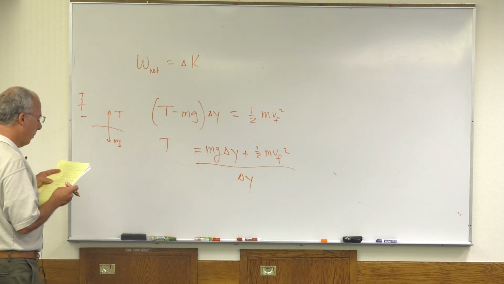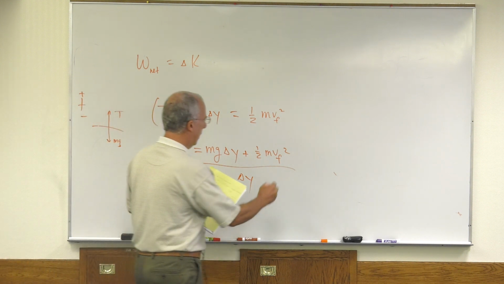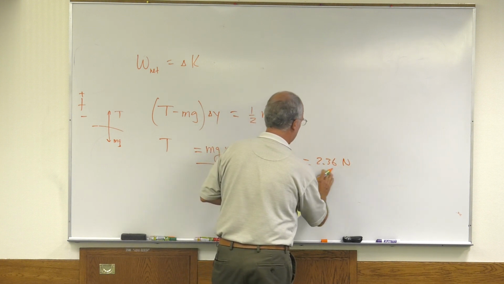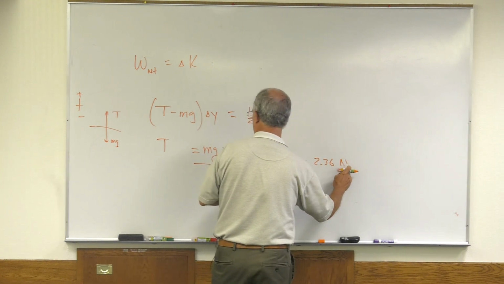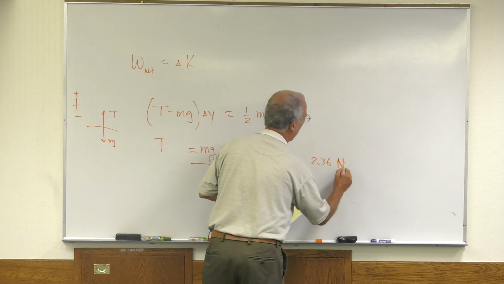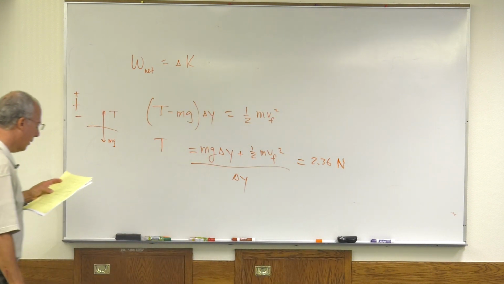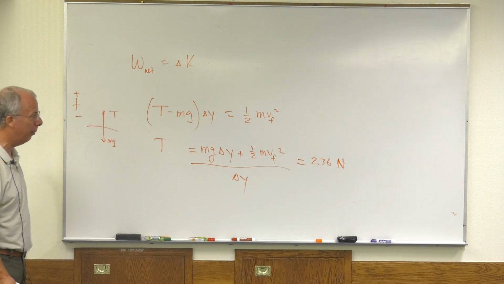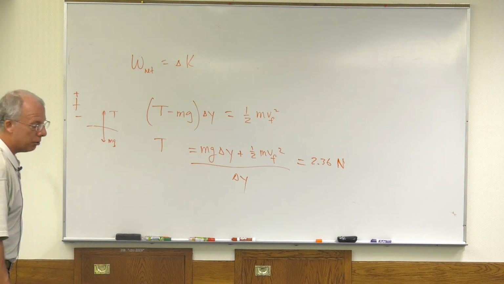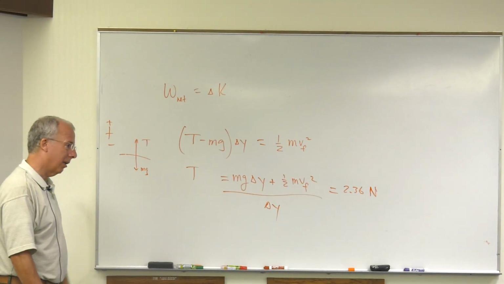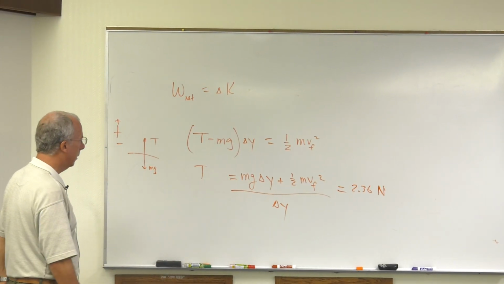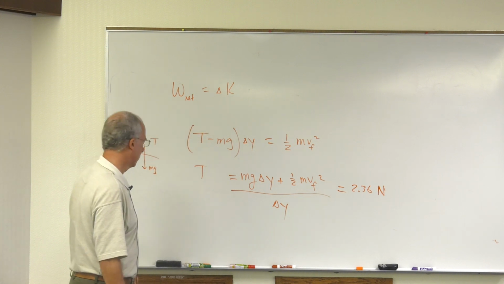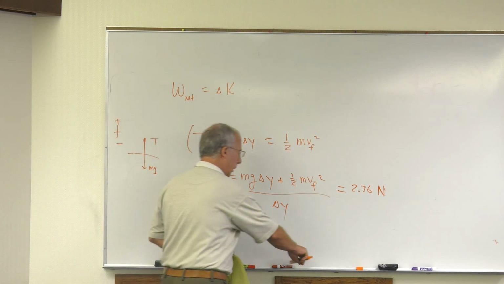I promise you, if you plug in all the numbers, you get 2.36 joules. I mean, no, newtons. It's a force, silly rabbit. That's all. Isn't that nice? That's pretty simple, you've got to admit. It's much, much less work than kinematics and all those F equals ma problems. So W net equals delta K. Okay, let's do another one.